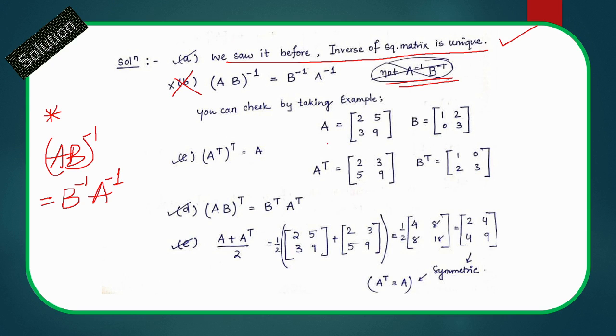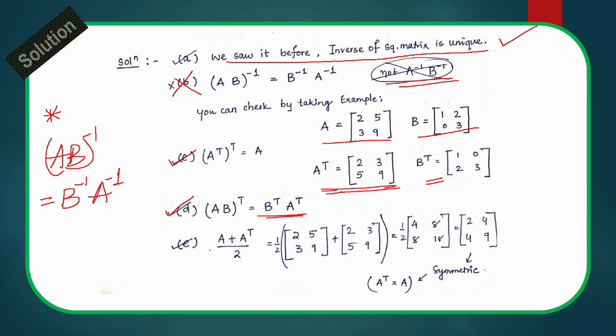If you take the example as A is this, B is this, and you want to find out the A transpose, for the next statement you can check the transpose of A transpose, which is A. So the third statement is also correct. If you want to find out the (AB) transpose, it will come as B transpose A transpose. You can check by multiplying these values. So this is again correct.